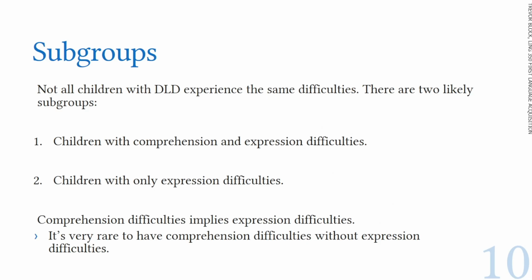Okay, so DLD is a blanket label, but there are a lot of different subgroups, as you'll see with every disorder. Not every child is the same, and that's what makes a lot of the diagnoses difficult. So there are two very common subgroups of children with DLD. There are children with comprehension and expression difficulties, and there are children with only expression difficulties. This is a general trend. If a child has comprehension difficulties, then they get expression difficulties, but not the other way around. It does happen where someone has comprehension difficulties but not expression difficulties, but it's very rare.